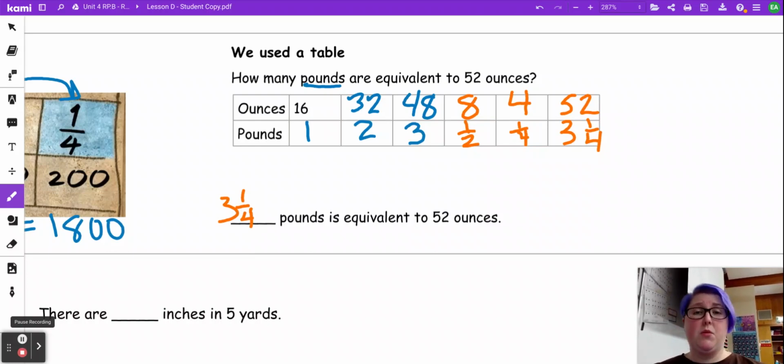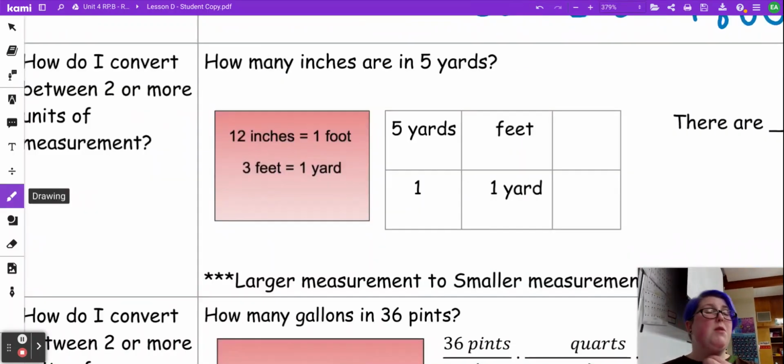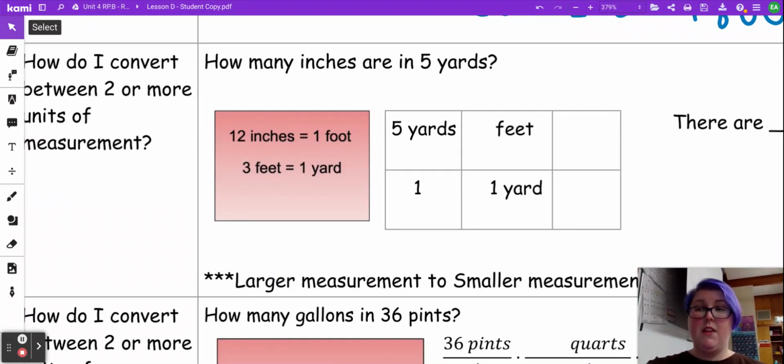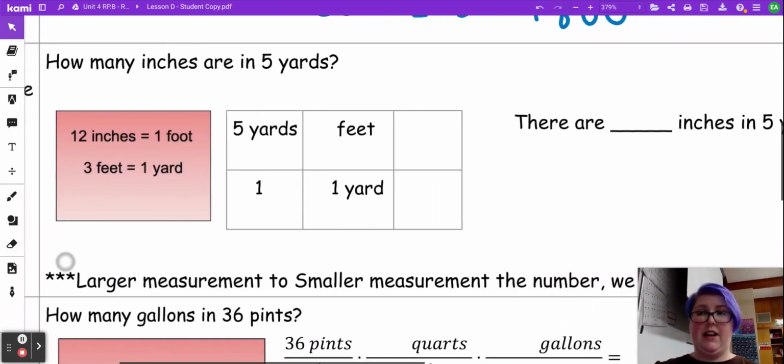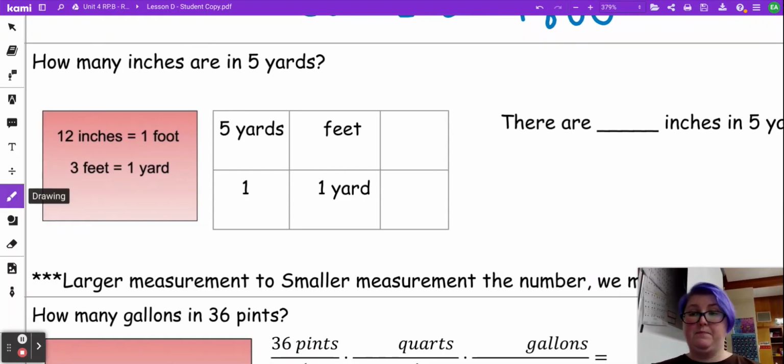So the table is a really nice way to organize and for me to see that you are using your equivalent ratios, because you have to do the same to the denominator and to the numerator in order to get the correct ratio. Ratios are one of the most useful parts of math that you will ever do, because converting is definitely something that I have to do, especially when baking or cooking or trying to scale things up and down. So how many inches are in 5 yards?